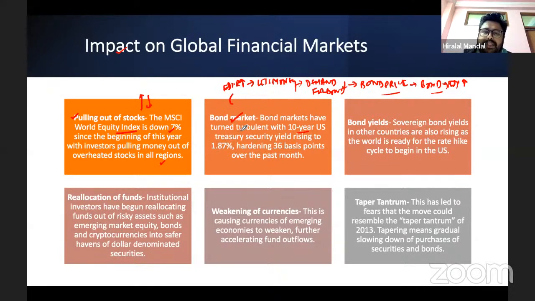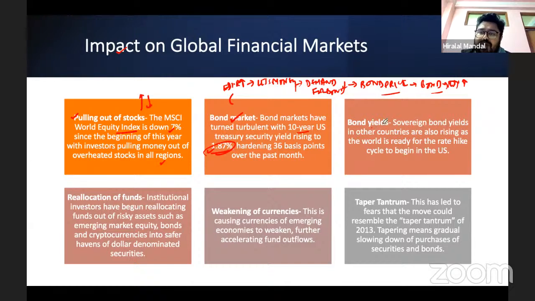The bond market will see a turbulent phase, and as a result, the demand for bonds will decrease across the world. It has happened in the US, where the bond yield has increased to 1.87%, which is the highest in 36 months. All right, which is the highest in the past few months. So that is something you can see. The bond market will start seeing a reversal of investment.